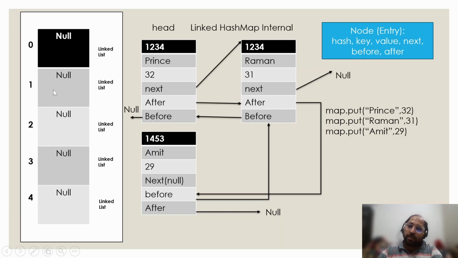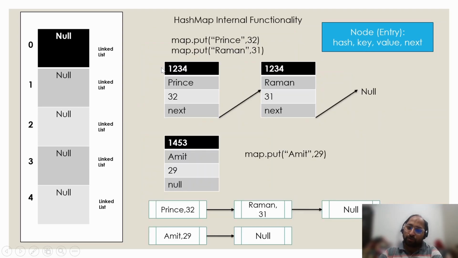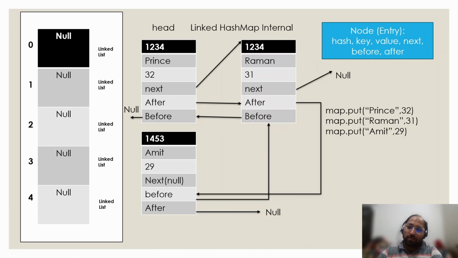Now it will again check for null. If it is null, one new node will be created. This time the node has 6 attributes as compared to 4 attributes in case of hash map. So what are these two additional parameters? These two additional parameters are nothing but the after and before pointers. These are two different node entries they have added, and they will be pointing to the before and after nodes, right?